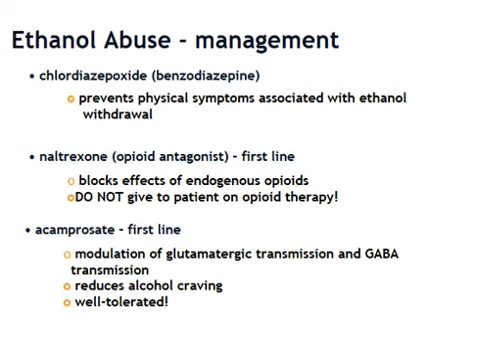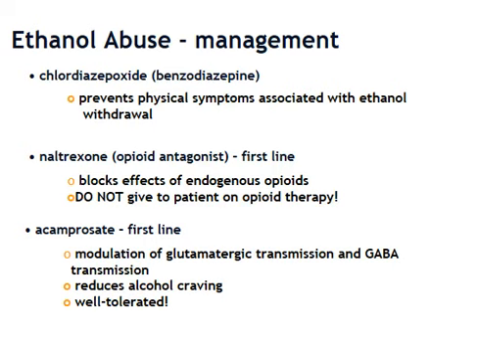Now, for the management, we can give several drugs to help curb some of this alcohol abuse. Chlordiazepoxide, which is basically a benzodiazepine, prevents physical symptoms associated with alcohol withdrawal. We can also give naltrexone, yes, the opioid antagonist. That's basically first-line therapy. It blocks the effects of the endogenous opioids. The only caveat is that you can't give it to a patient who's on opioid therapy.